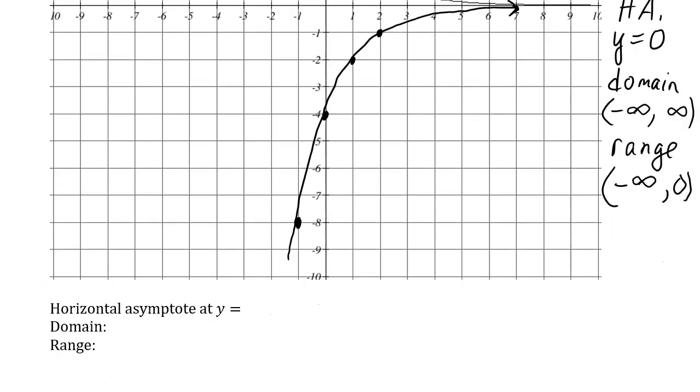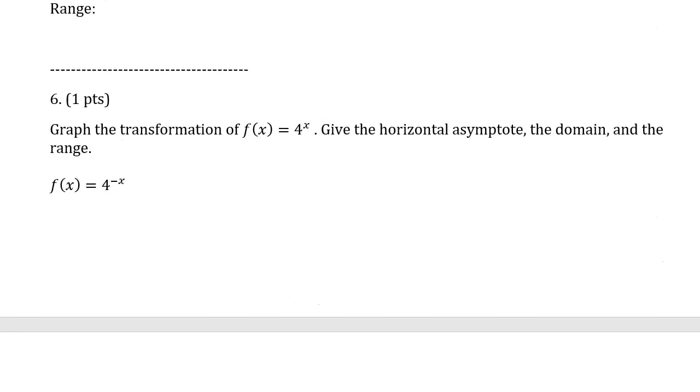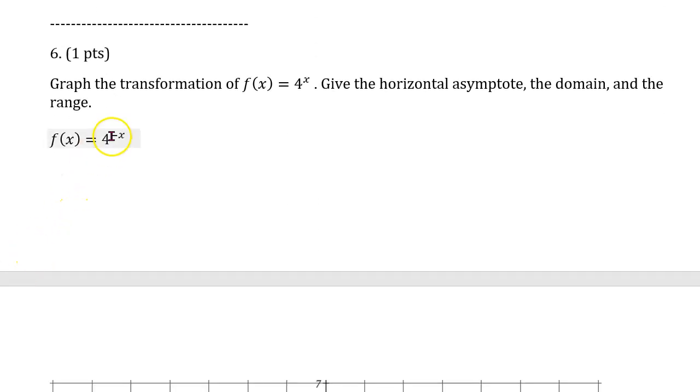Let's now move on and take a look at the next problem. This asks us to graph the transformation of 4 to the x, giving the horizontal asymptote, the domain, and the range. The transformation is 4 to the negative x. When you have 4 to the negative x, what's happened is you've reflected across the y-axis. Why the y and not the x?